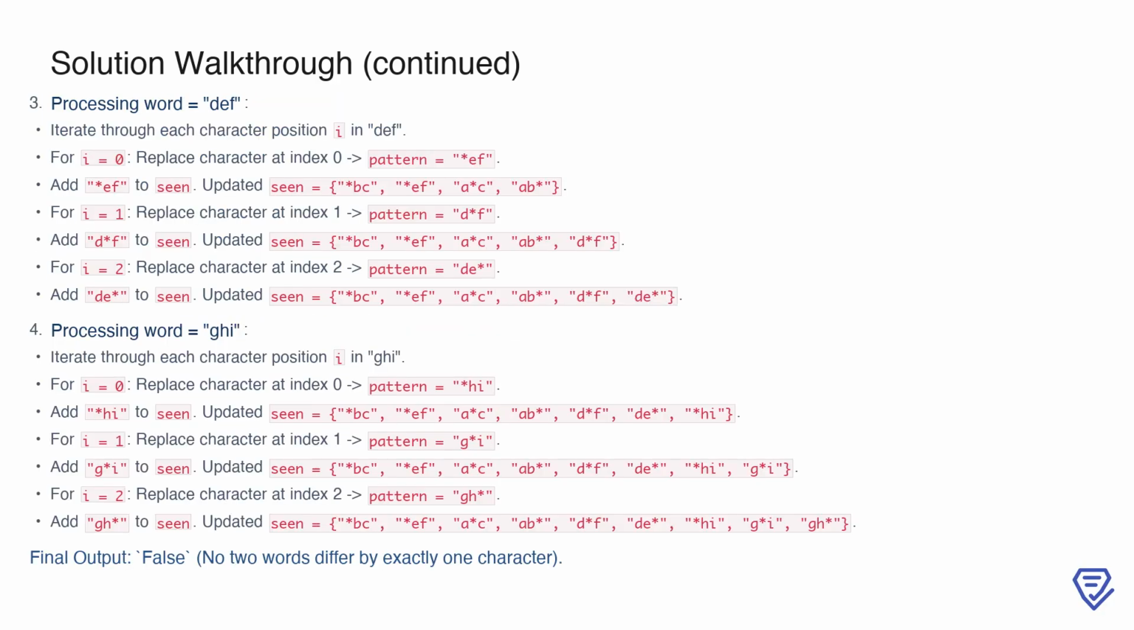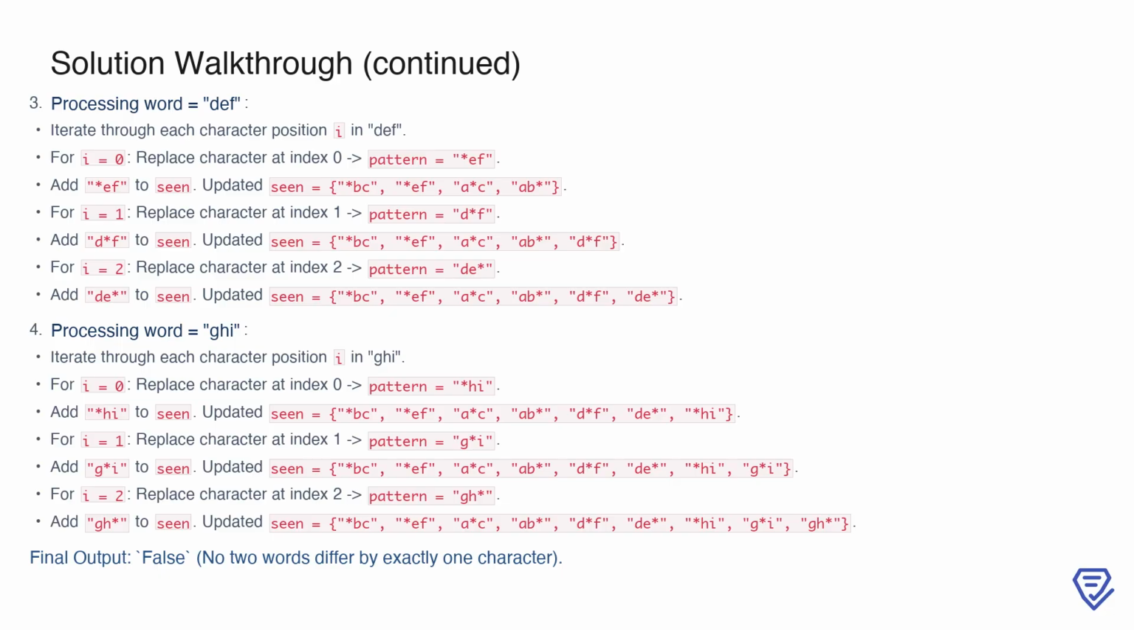We now move on to the word def. For each character position in def, we replace the character at that position with an asterisk to generate a pattern. At index 0, the pattern *EF is created and added to the seen set, resulting in *BC, *EF, A*C, AB*.